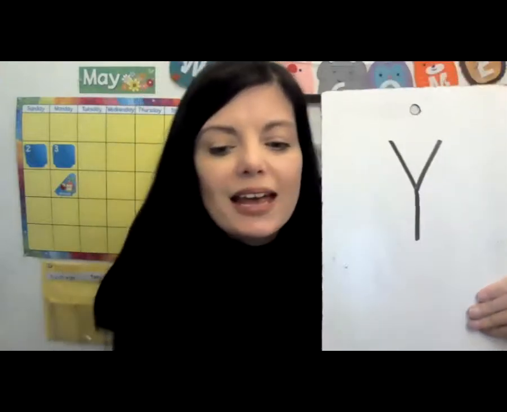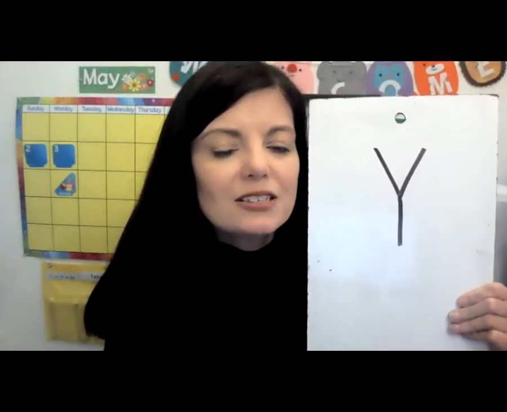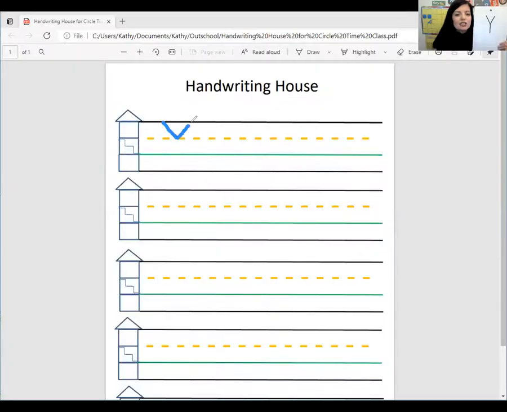All right, so on the handwriting house, you're going to put that letter V part upstairs. And then you're going to come to the bottom point, and you're just going to draw a line straight down. So it's a V upstairs, and then draw a line straight down, just like that. A V upstairs, and then there's a line straight down. That's the uppercase letter Y.